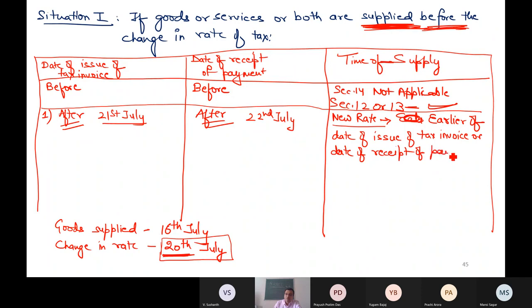Date of receipt of payment, which I was earning. So already I have written earlier. This is my first one. Second situation.